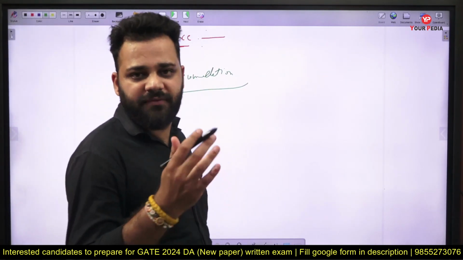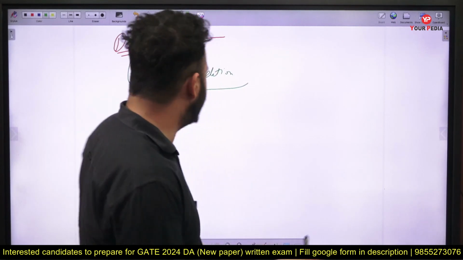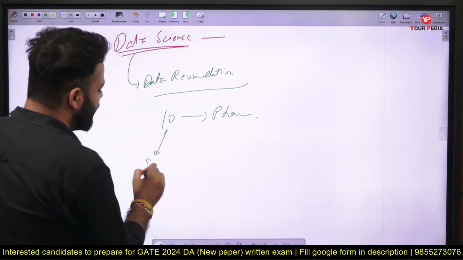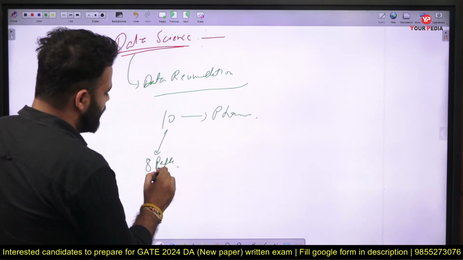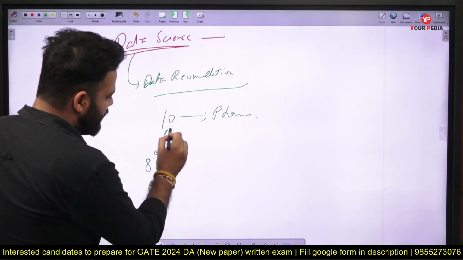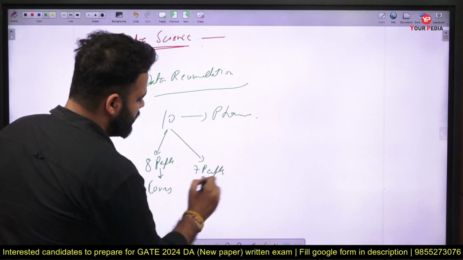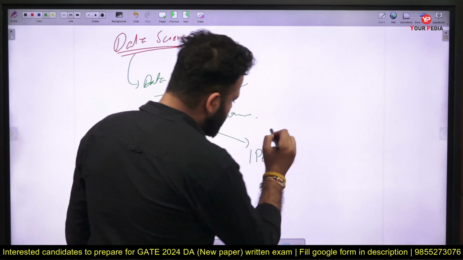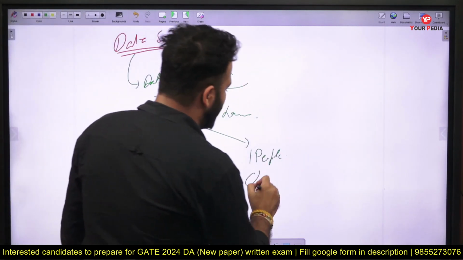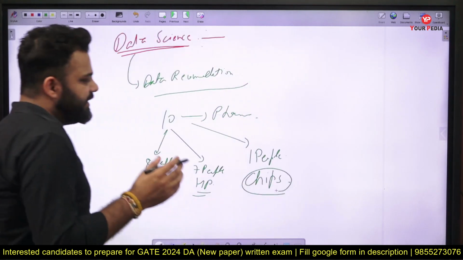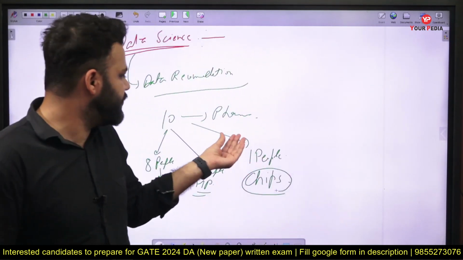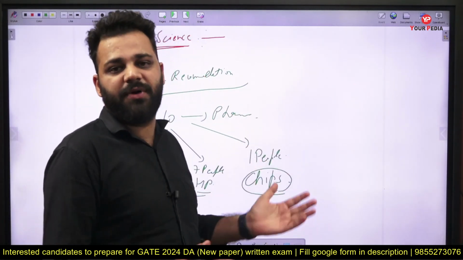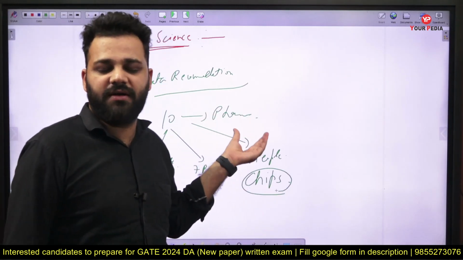When they analyze the data, they will see, for example, that 10 people bought phones. Out of those 10 people, 8 bought covers, 7 bought headphones, and there was one person who let's say bought chips. When you analyze the data, you will see that there is very little resemblance between phone and chips. That is why only one person was buying chips when buying a phone.